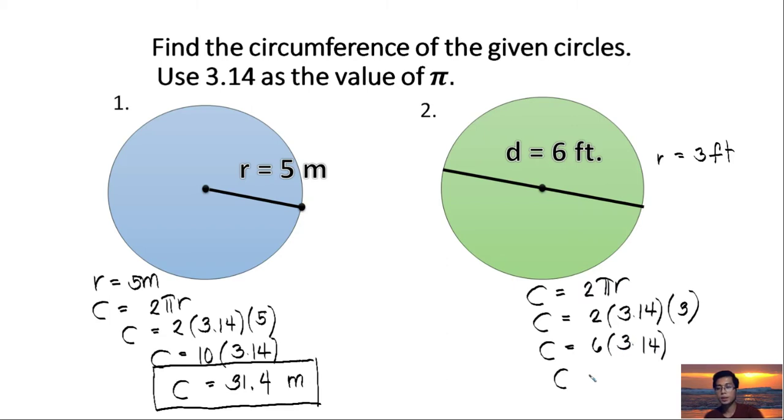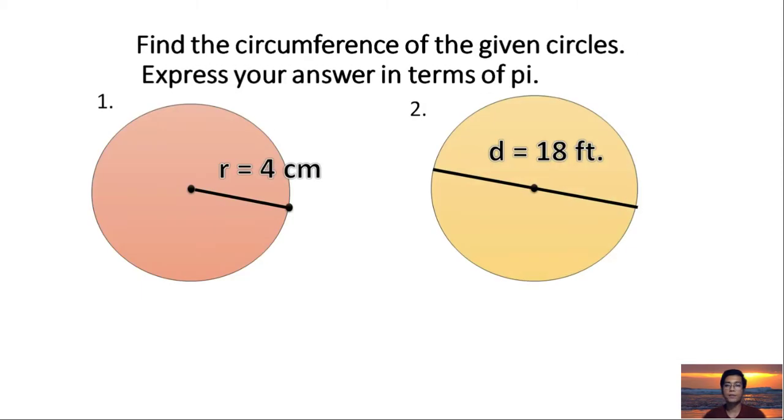So, 6 times 3.14, pag tinimes po yan, our answer will be 18.84. At ang unit natin, hindi po naka-square, ano? Feet lang. So, the answer is 18.84 feet. So, ito ang gagawin kapag in-specify na sa direction na ang gagamiting value ng pi ay 3.14. Pero, syempre, merong express your pi units lang, gaya nung sa nauna natin na video. So, find the circumference of the circles and express your answer in terms of pi. So, pi units ngayon ang gagamitin.